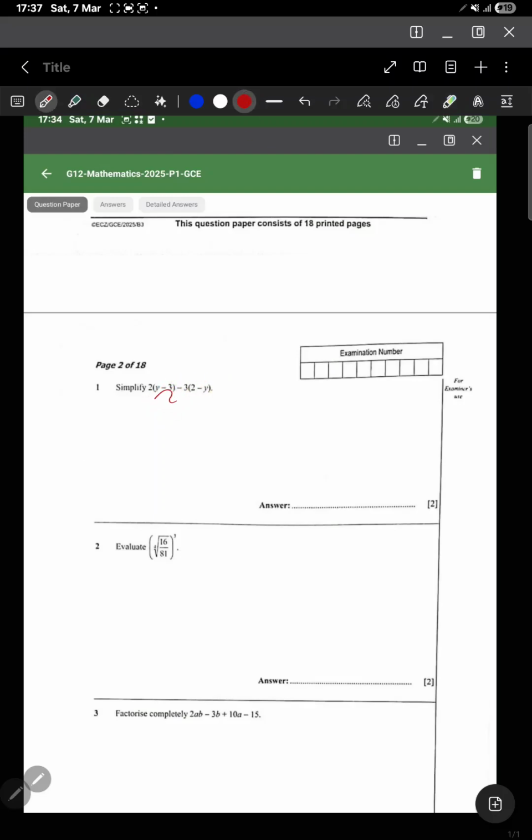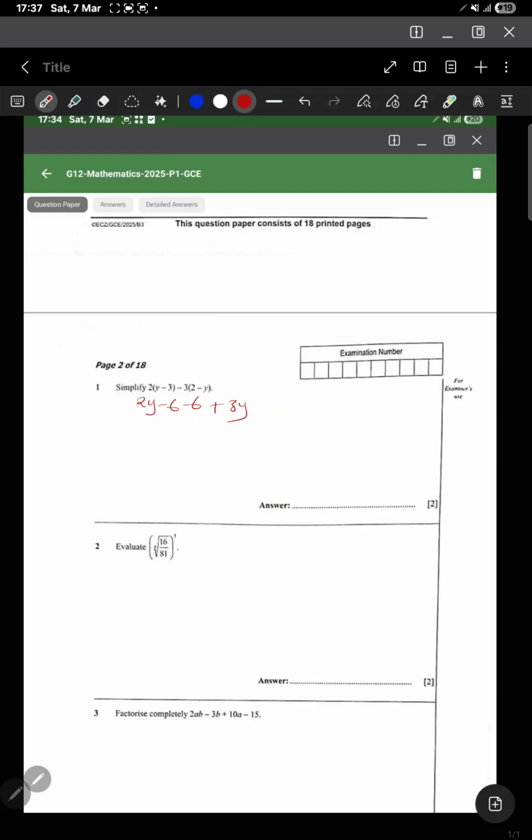To do that, 2 times y gives 2y, then minus 2 times 3 is 6. Here you have negative 3 times 2, which is minus 6. Negative 3 times negative y is plus, that is plus 3y.